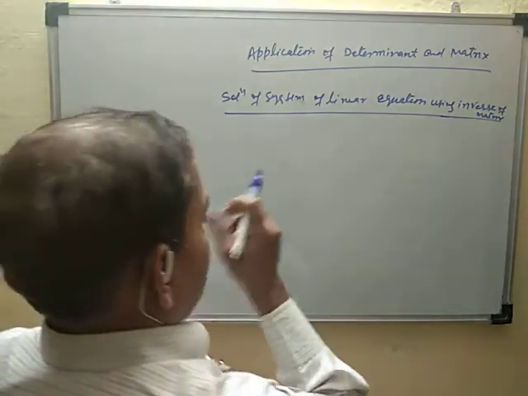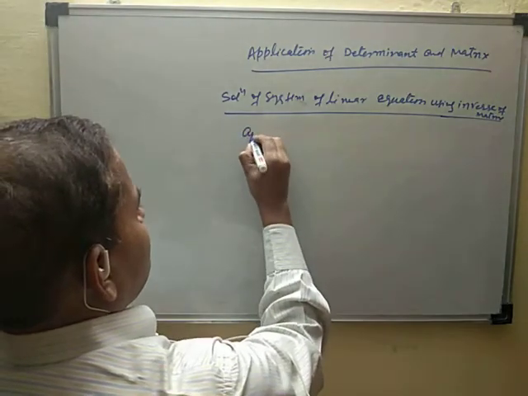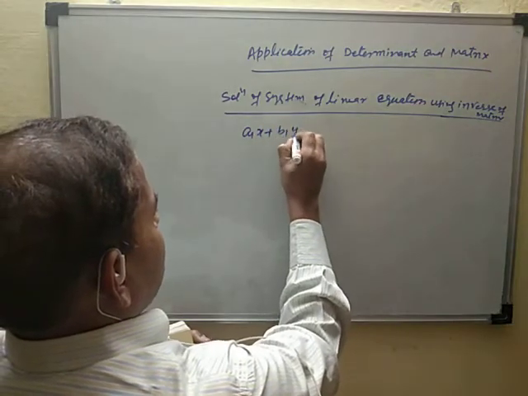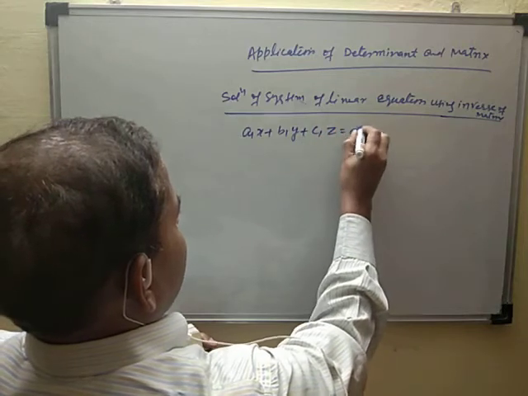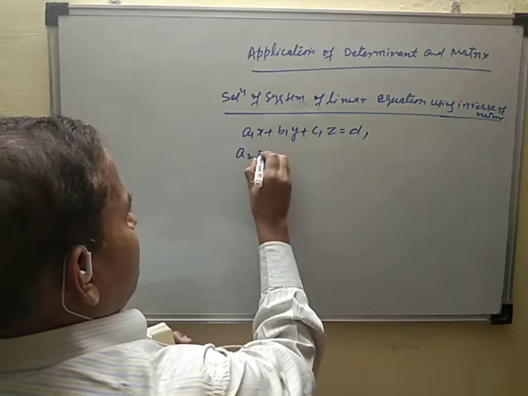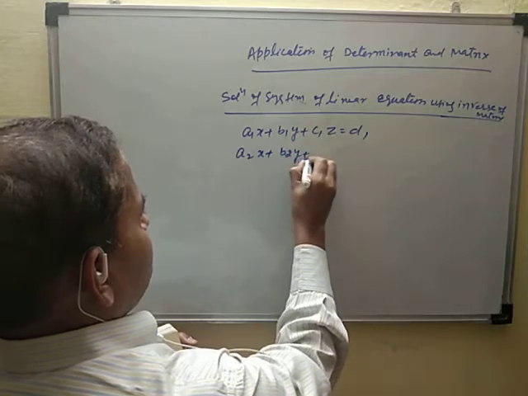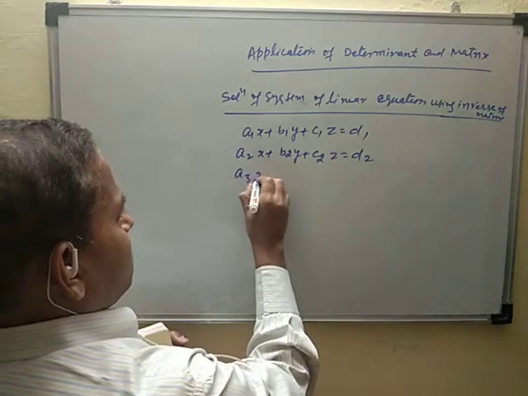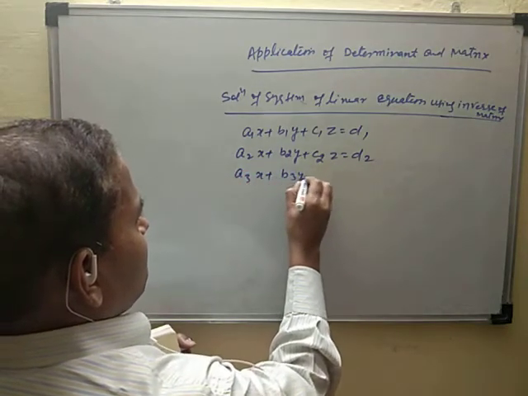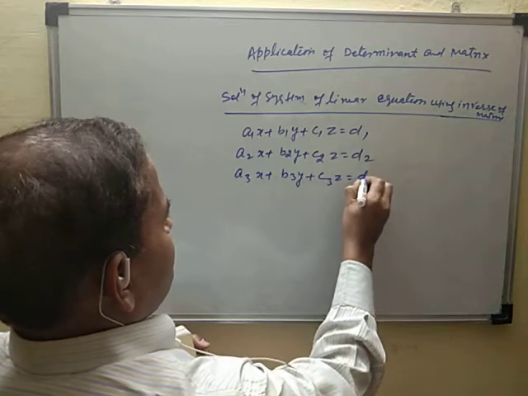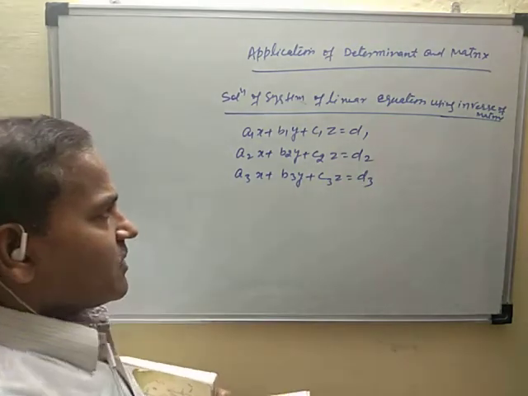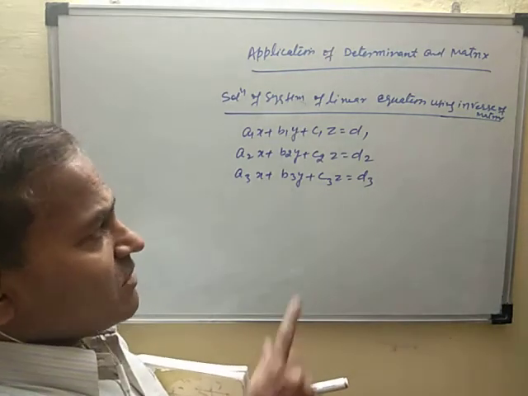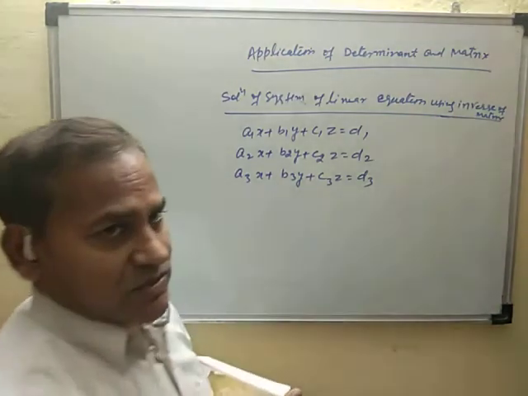So suppose three linear equations are a1x plus b1y plus c1z is equal to d1. Second equation is a2x plus b2y plus c2z is equal to d2. Third equation is a3x plus b3y plus c3z is equal to d3. There are three linear equations. Solve these equations using inverse of matrix.